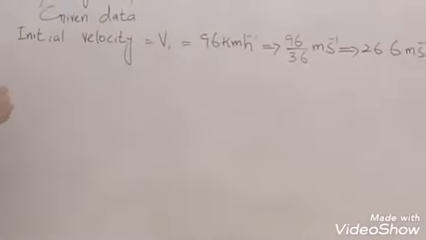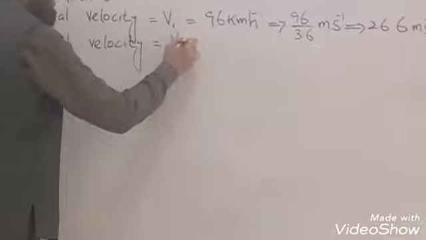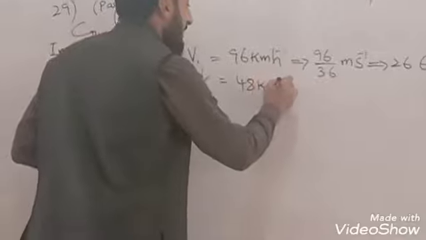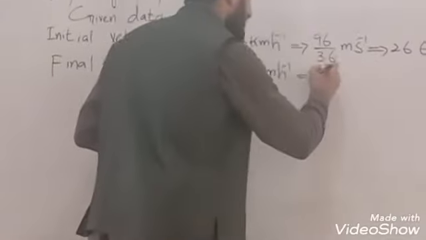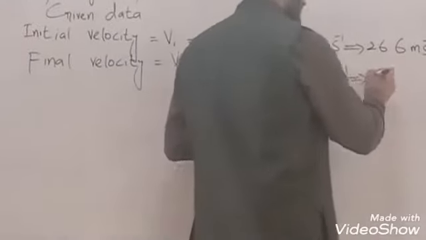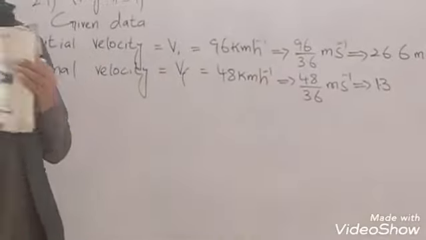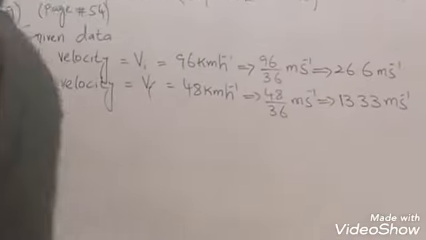And we have final velocity of the train. So final velocity of the train, which is denoted by Vf and is equals to how much? 48 km per hour. We will convert 48 km per hour into meter per second. So just by dividing this value by 3.6, the answer will be in meter per second. By dividing these two, we get 13.33 meters per second. Okay.